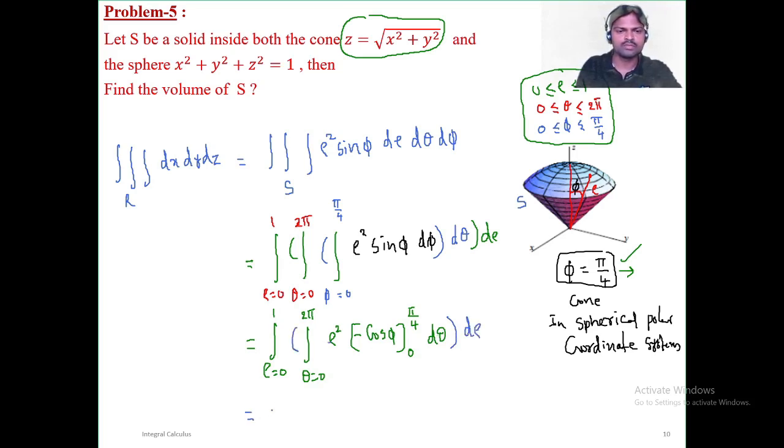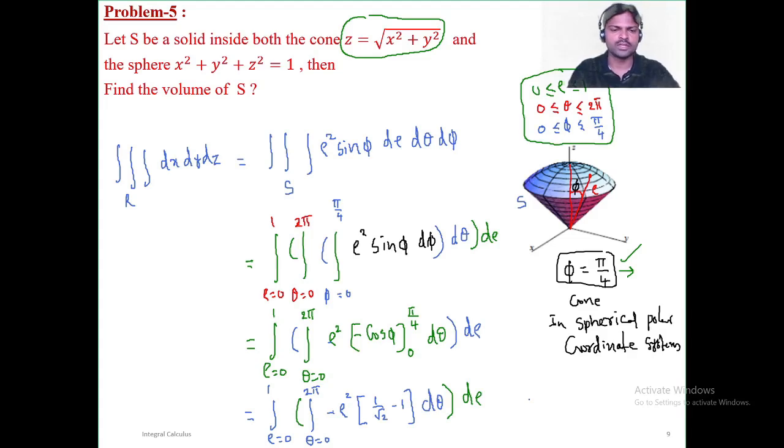Now rho is from 0 to 1, and theta from 0 to 2 pi. Now rho square, so I am writing the minus outside. So cos phi at the limits: cos pi by 4 is 1 by root 2, and cos 0 is 1, but since it is the lower bound, therefore minus. After that, I need to evaluate with respect to theta, and after that with respect to rho. Okay, so let us proceed in the next slide.